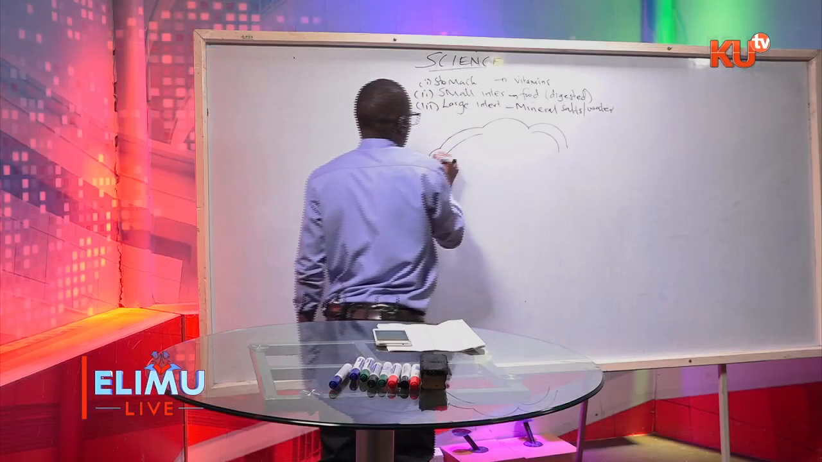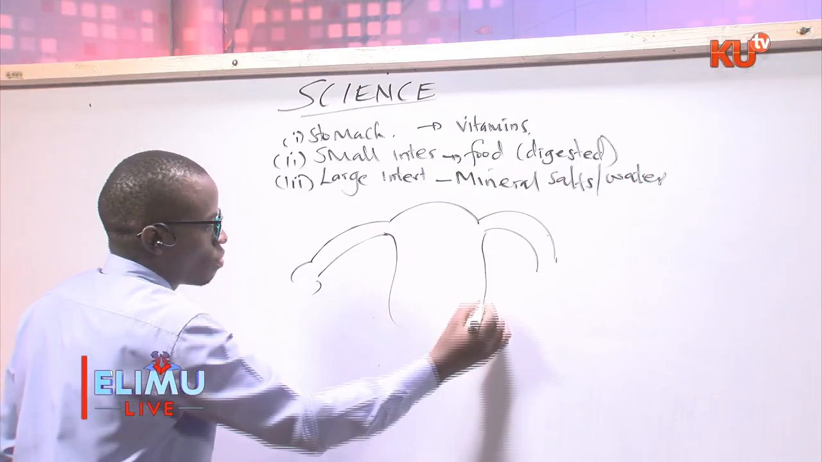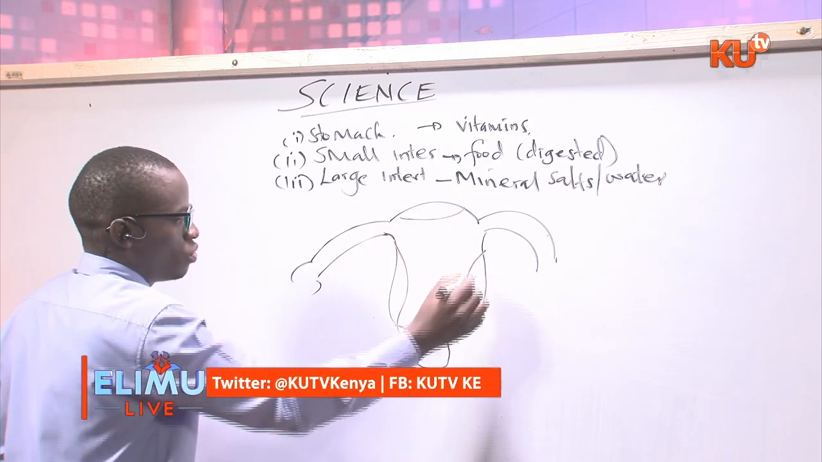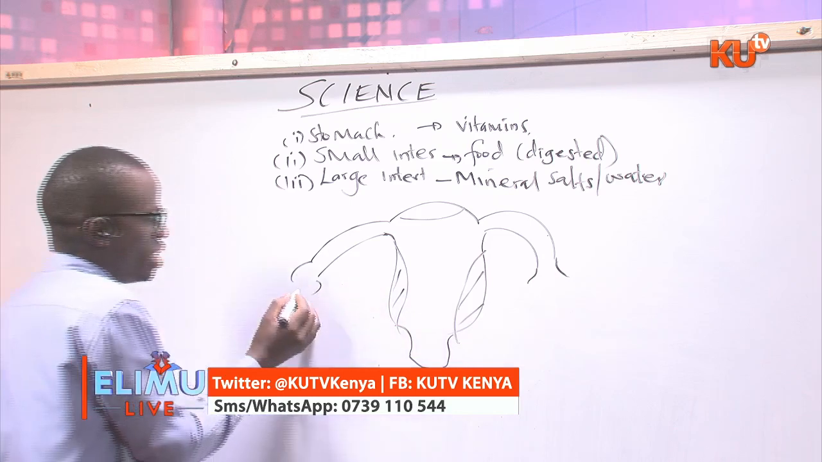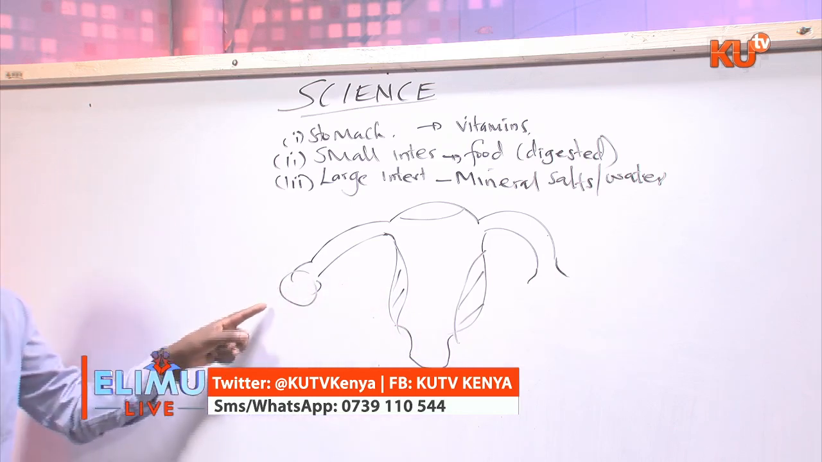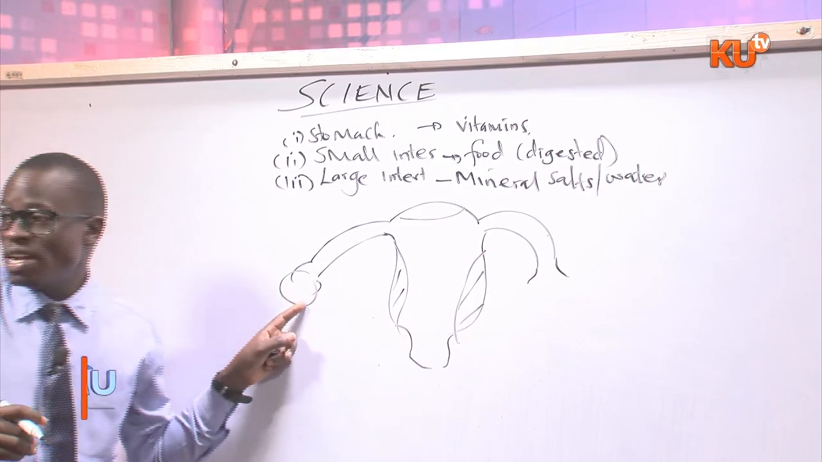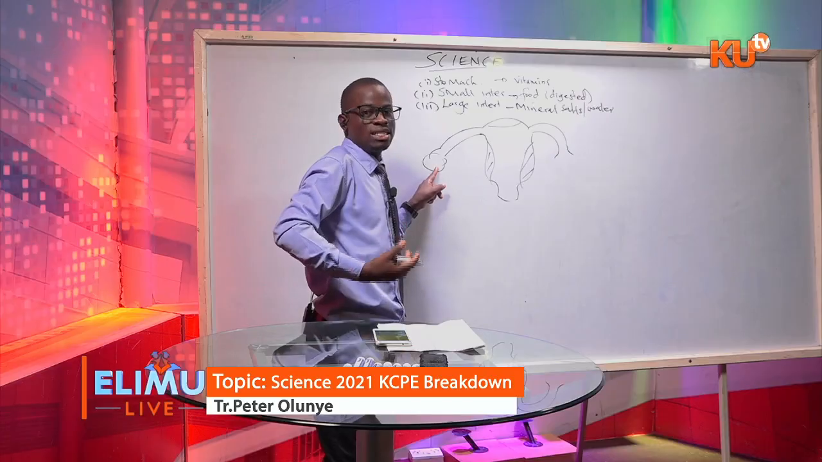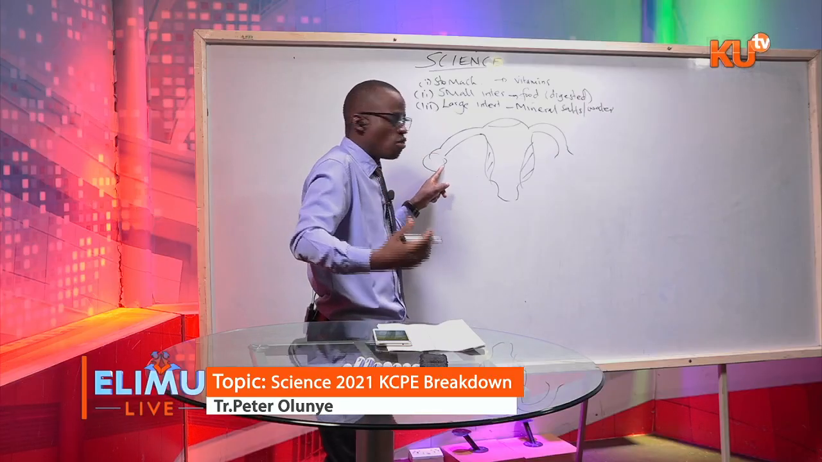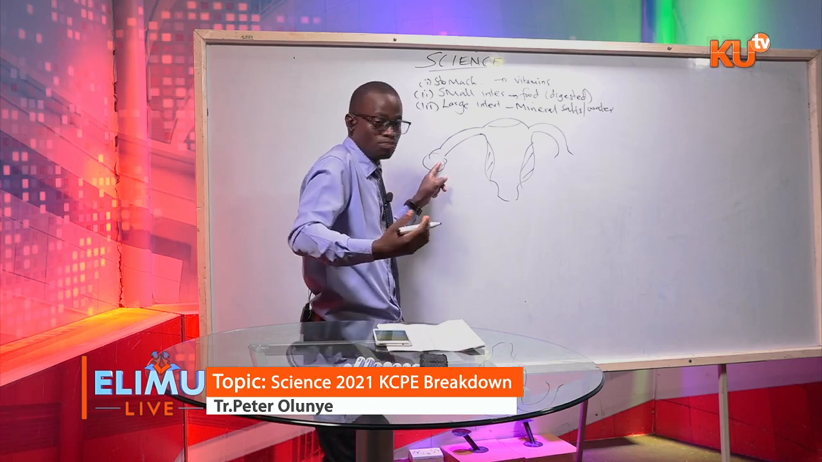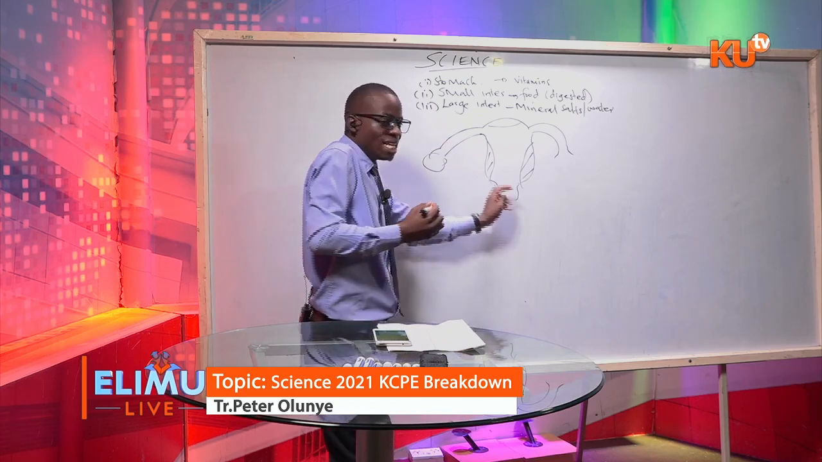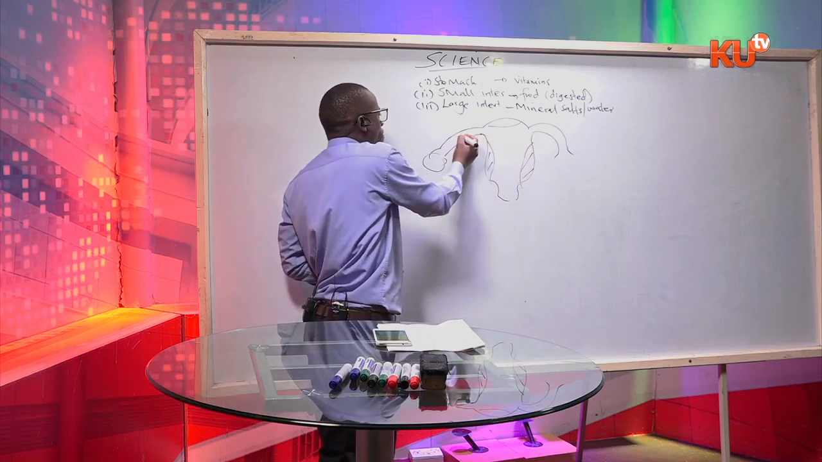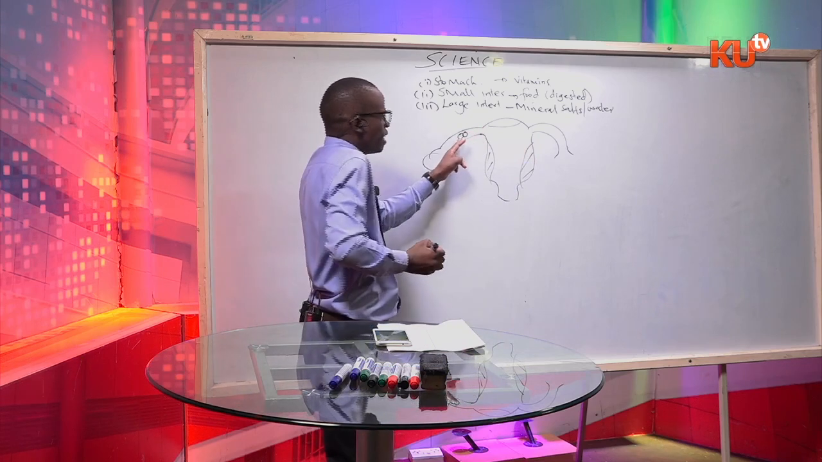Just to draw it very fast, boys and girls. Now, we have this part here, we call it the ovary. Remember, the ovary produces what is called the ovum. After every 28 days, we have the ovum being produced, a process known as ovulation. Now, as the ovum is produced, if in any case we have the sperms getting through the vagina, boys and girls, we are going to have fertilization taking place in the oviduct.